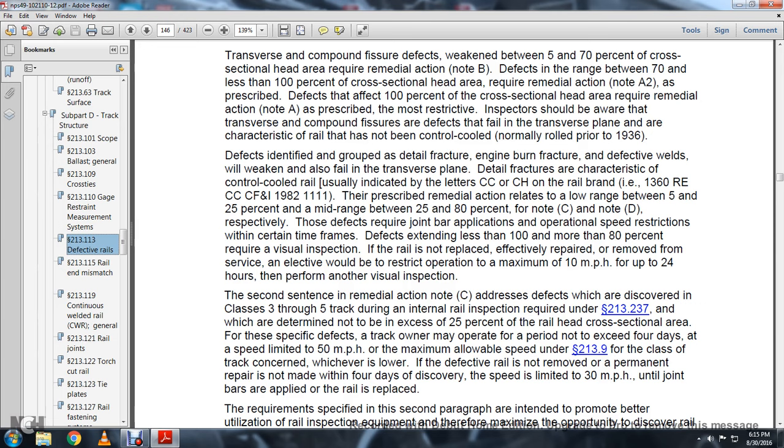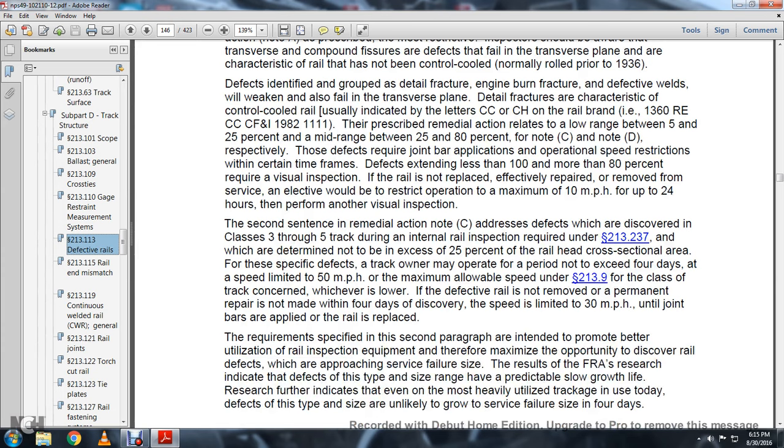For defects extending less than 100%, visual inspection is required. If the rail is not replaced or repaired and removed from service, operation is restricted to a maximum of 10 miles per hour for a period of 24 hours, and then another visual inspection is performed.